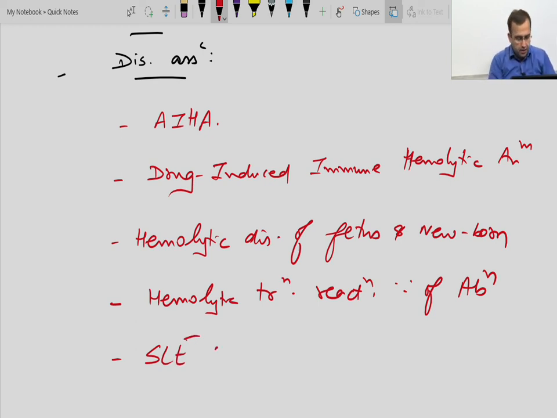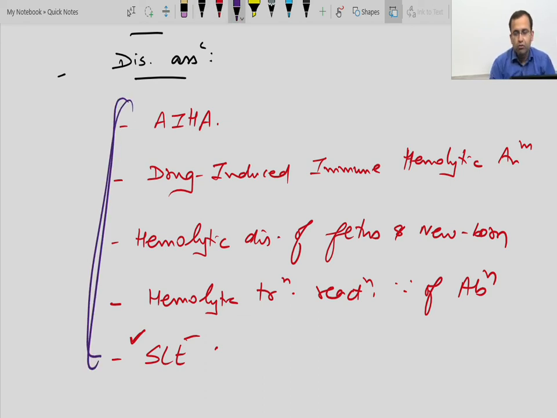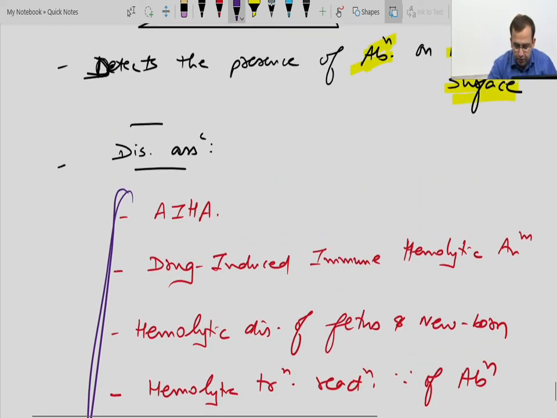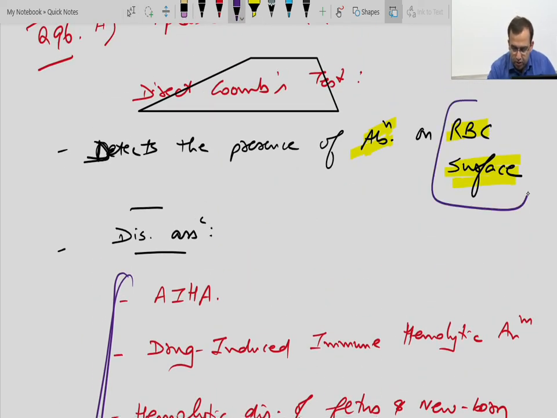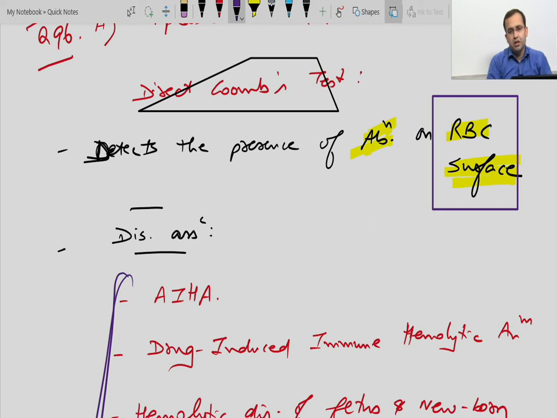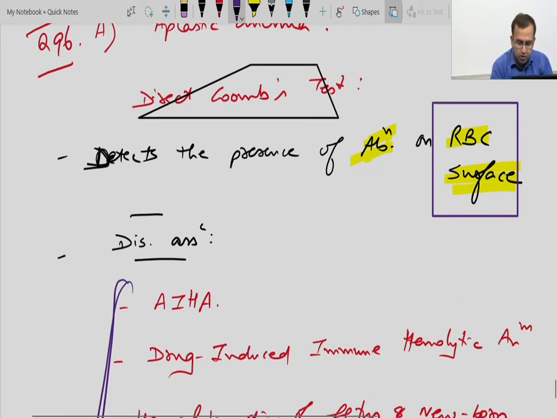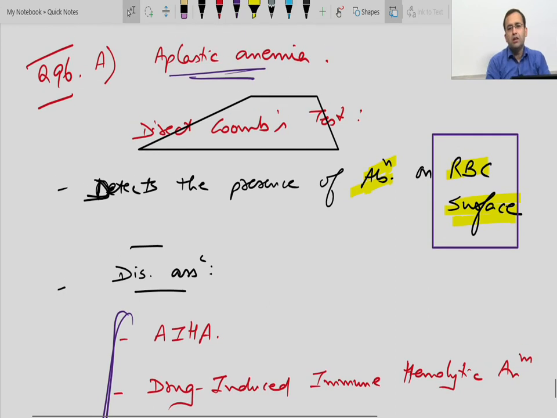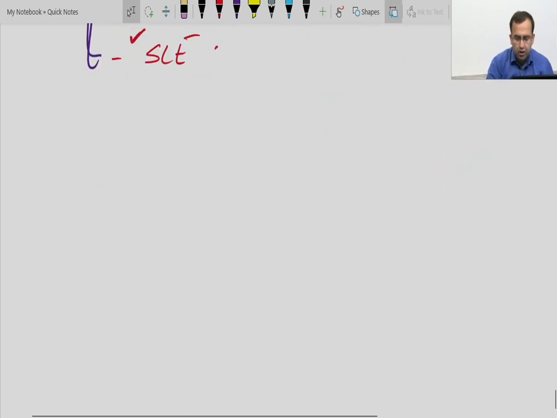These are the diseases. Please note, in SLE, it need not be associated with hemolytic anemia; as such, it may also be associated with a positive direct Coombs test. So these are the diseases associated with a positive direct Coombs test, which detects the presence of antibodies on the RBC surface. So it is not seen in aplastic anemia. This takes care of question 96.